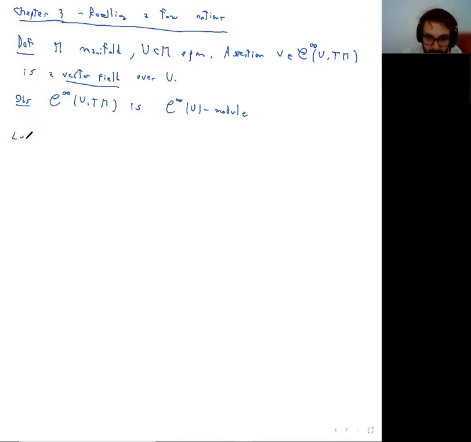Okay. So vector fields are probably introduced to you as derivations, not a section of a bundle. So let's see the connection. So let's take a function. Let's take a vector field.